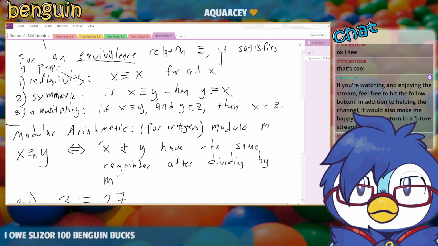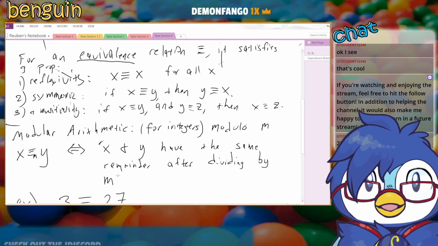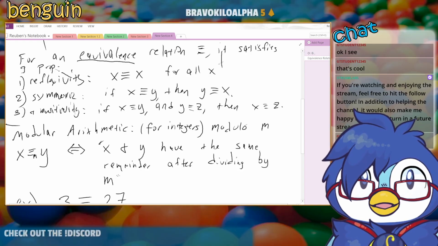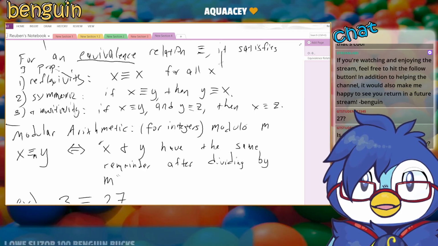Another cool thing about equivalence relations is that we can say certain numbers are equivalent to another, but they also allow you to group the numbers into groups.